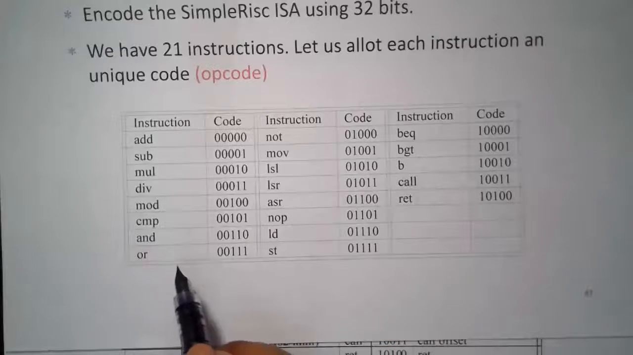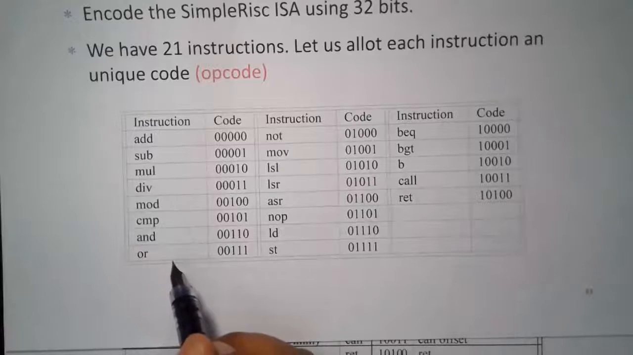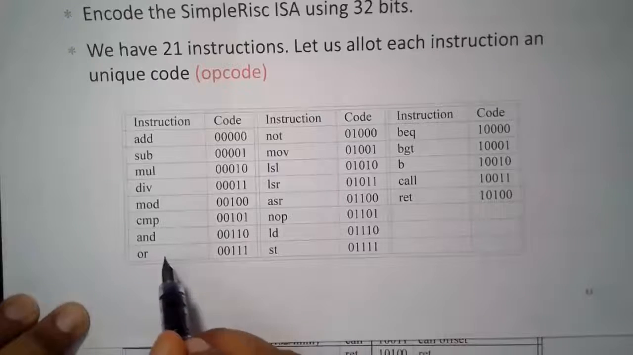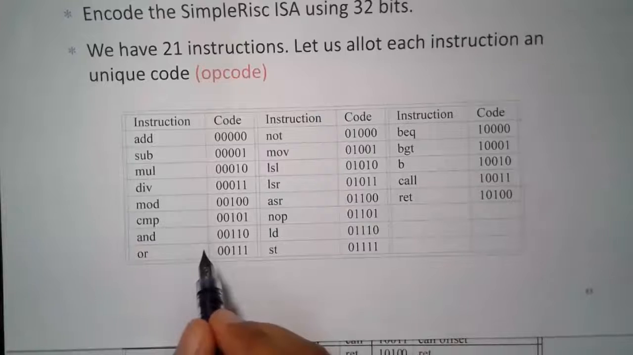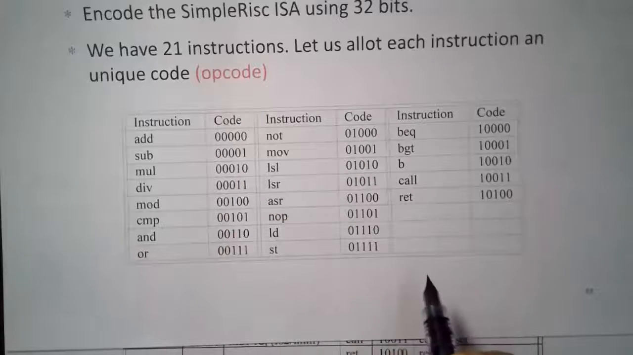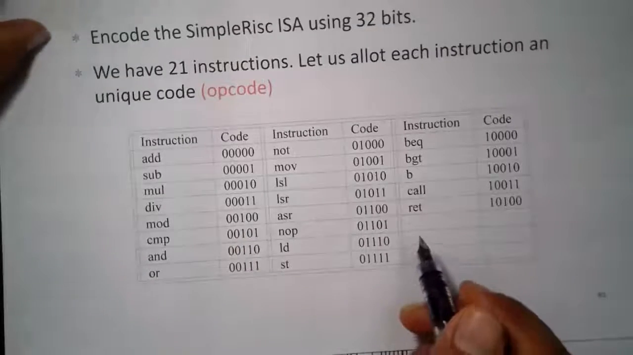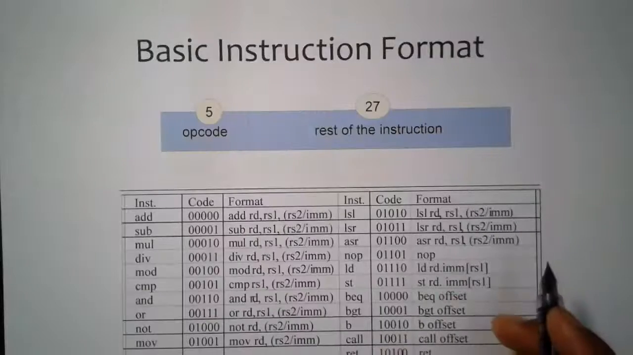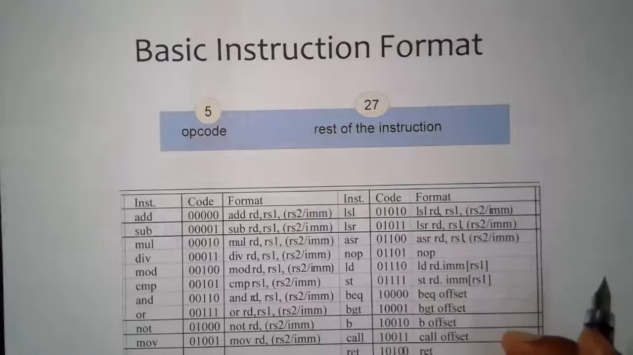Now, how many bits do we need to represent these 21 instructions uniquely? So for that, we need at least 5 bits, because 2 to the power 5 is 32. So we can't use 4 bits, because with 4 bits we can only have 16 instructions, but we have 21, so we need to use 5 bits. All right, so that part I guess is absolutely clear to everyone. Now, please feel free as always, if you have any questions, feel free to stop me.